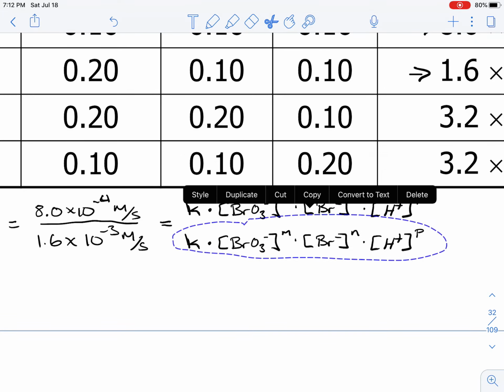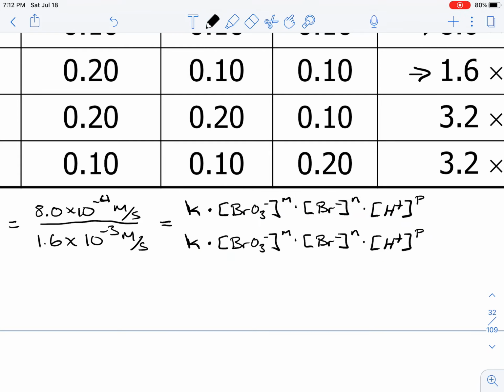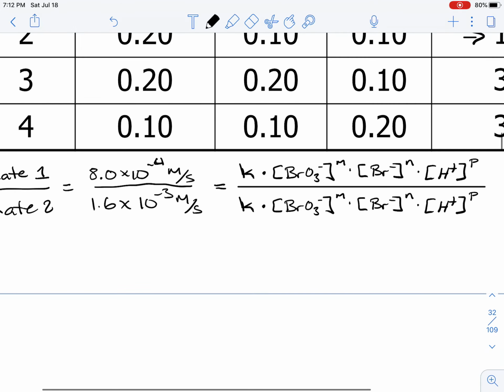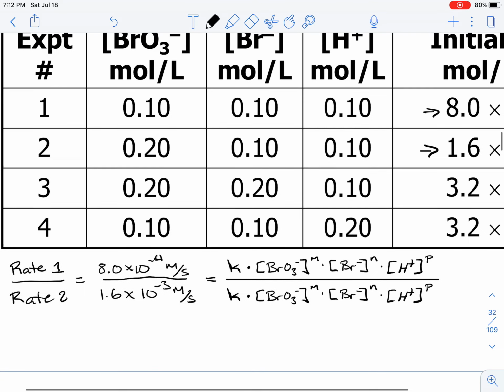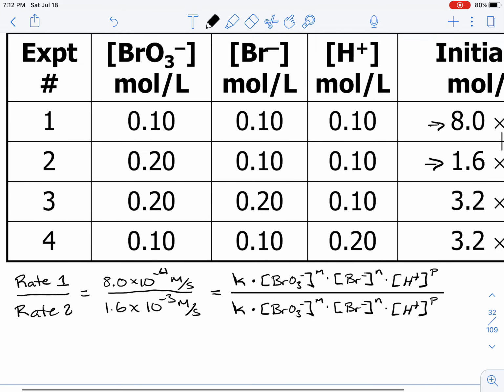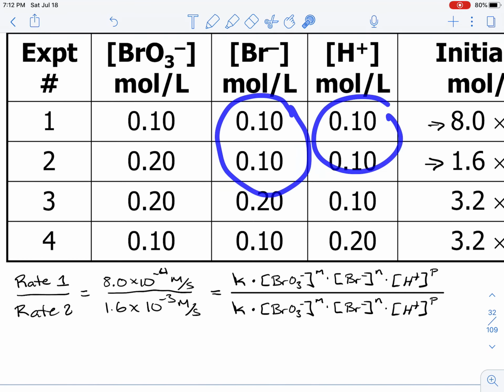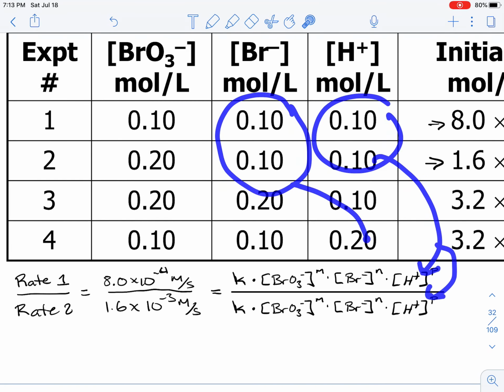And I'm going to put that in the denominator because I would have to expand what the initial rate is for experiment 2. Okay. And so since we're comparing experiment 1 and experiment 2, the only thing that's left for us to do is to basically fill in the concentrations that are found in experiment 1 and experiment 2. So we're just going to go ahead and plug this guy into here. We're going to plug this guy into here. And then this 0.10 and 0.10, they're all going to be plugged into their respective places.